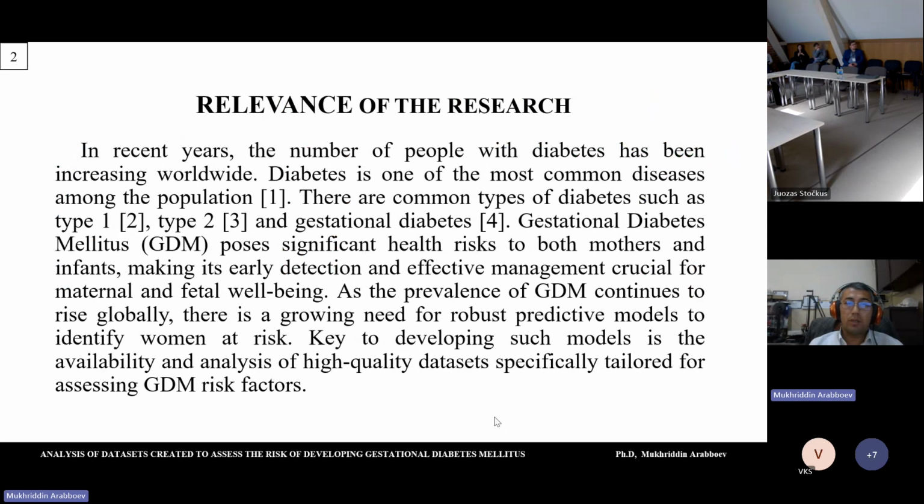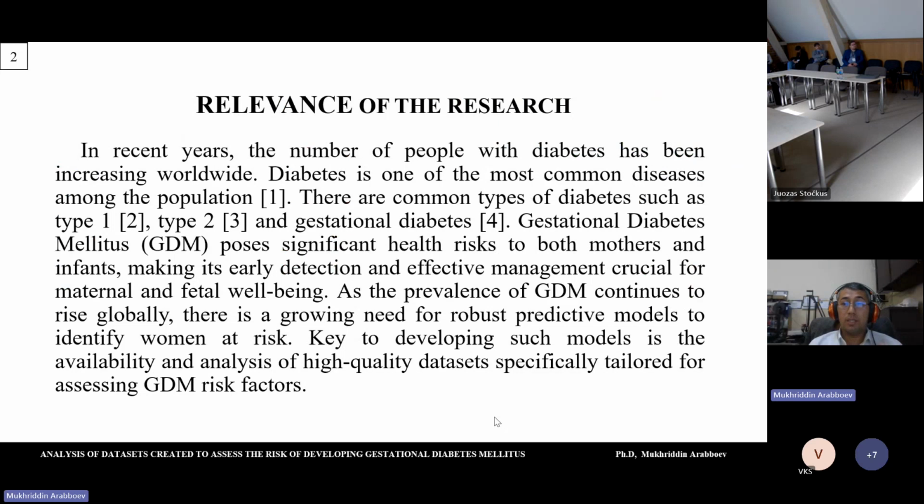We know in recent years the number of people with diabetes has been increasing worldwide, and diabetes is one of the most common diseases among the population. There are common types of diabetes such as type 1, type 2, and gestational diabetes. Gestational diabetes mellitus, shortly GDM, poses significant health risks to both mothers and infants, making its early detection and effective management crucial for maternal and fetal well-being.